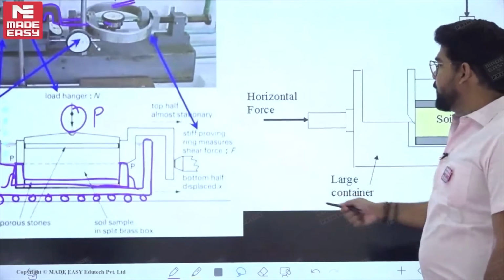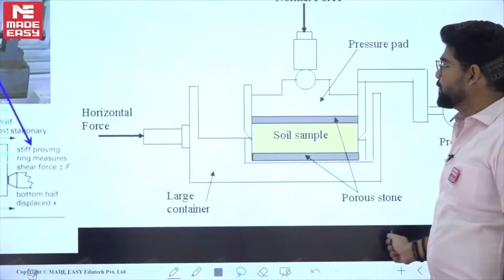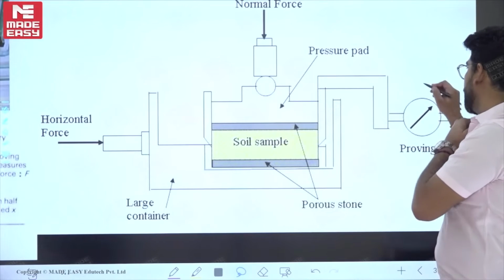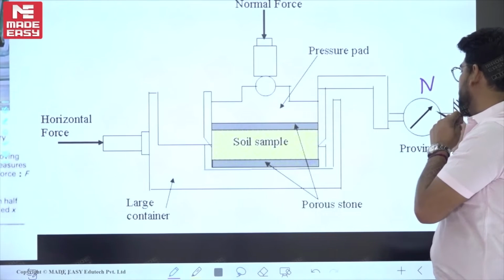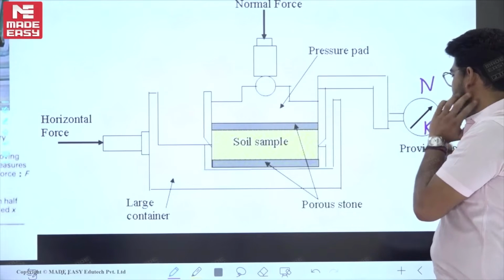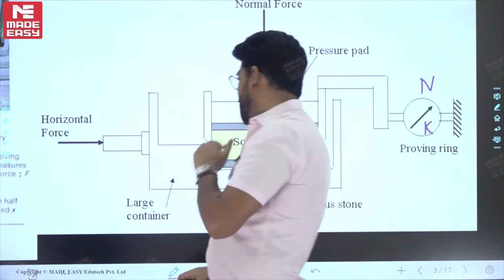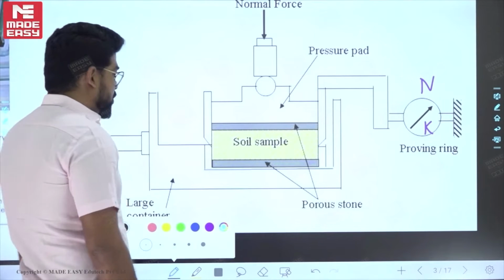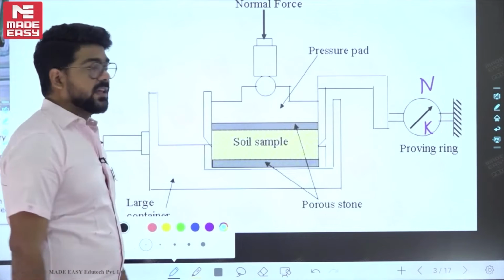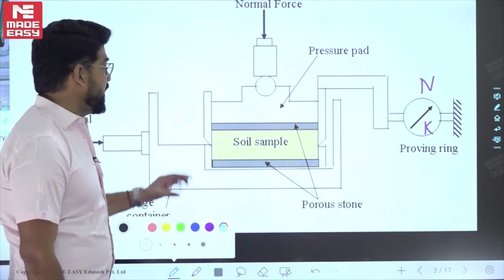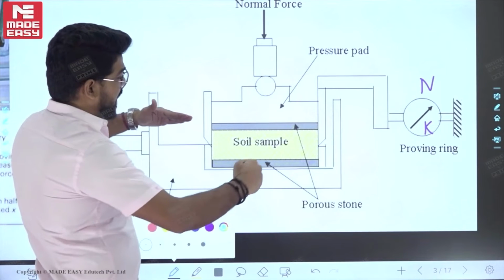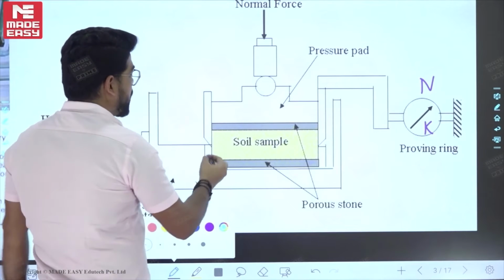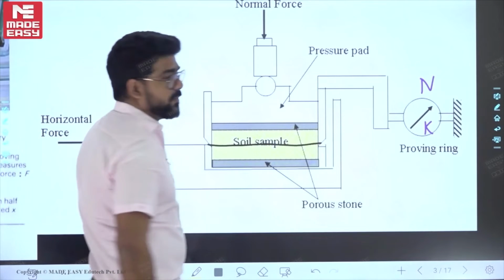And now tell me from where this soil specimen will fail. This is the soil mass, and this horizontal force we are applying. Suppose the proving dial gauge reading is N at the time of failure, and that constant is K. So now just tell me from where that soil specimen will fail. Tell me. Point to be noted, in this case, this shear box has two parts, and this shearing is occurring like this. So the soil specimen always fails from this horizontal plane.